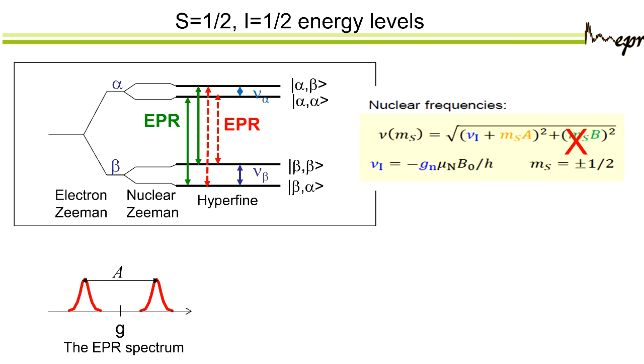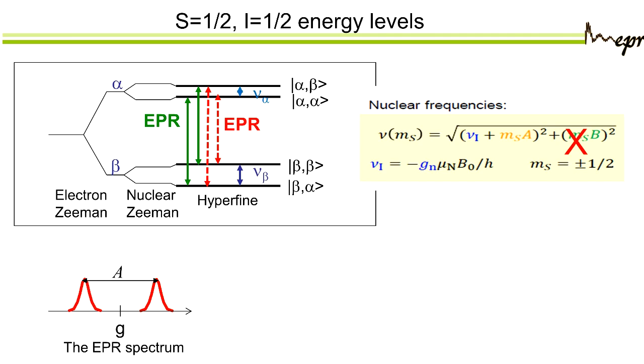Okay? So let's remind you, so if we measure the EPR spectrum for this allowed transition, we see two peaks that are centered at G, and the separation is A.